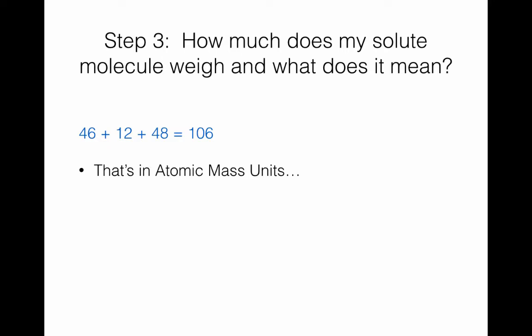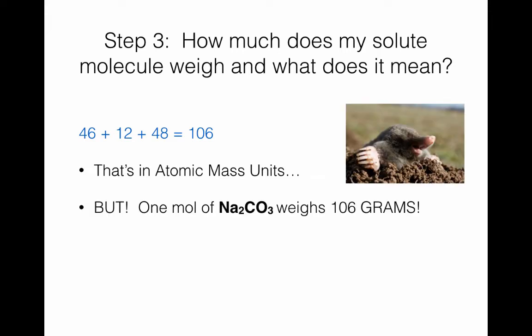These are atomic mass units. Now, that's just a unit of measure that every proton and every neutron in the atom weighs 1 atomic mass unit. But if you've taken a chemistry class, you would know that 1 whole mole of any particular atom will convert my atomic mass units into grams. So if I've calculated that my compound of interest, my Na2CO3, weighs 106 atomic mass units, that means if I take 1 mole of that compound, it's going to weigh 106 grams.